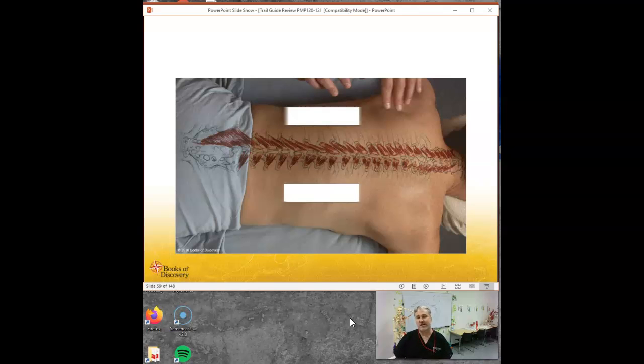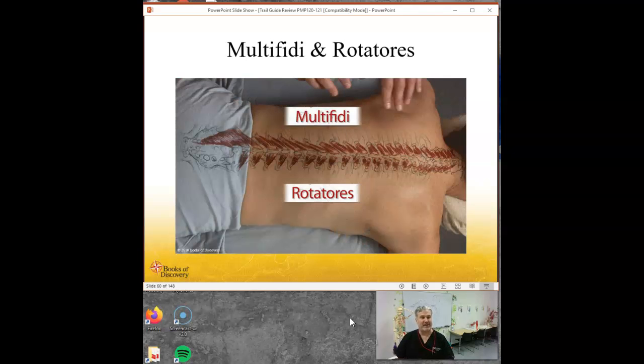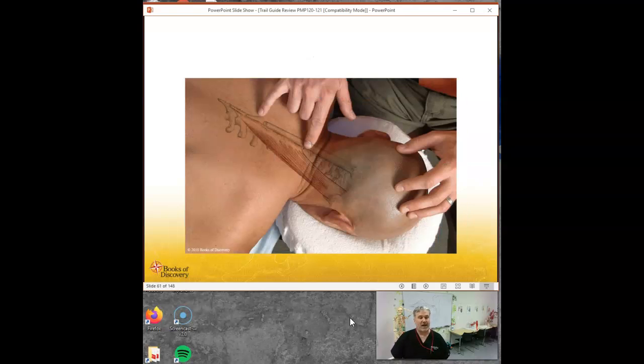Which one's on top in the picture? The multifidi covers the sacrum. Yes. Nicely done. Multifidi follows the sacrum. I think you might have said it right, and I'm saying it wrong, so don't worry about that.